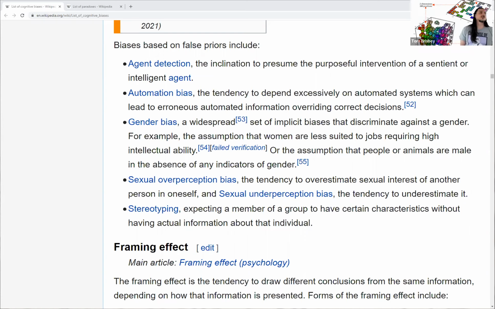Okay, so gender bias, the set of implicit biases that discriminate against a gender. For example, the assumption that women are less suited to jobs requiring high intellectual ability. Oh, that's interesting. Failed verification on the citation there. I don't care what that means because that's just a type of bias. And that statement is a type of bias as well. So I'm just going to lump all of that into my overall explanation of that.